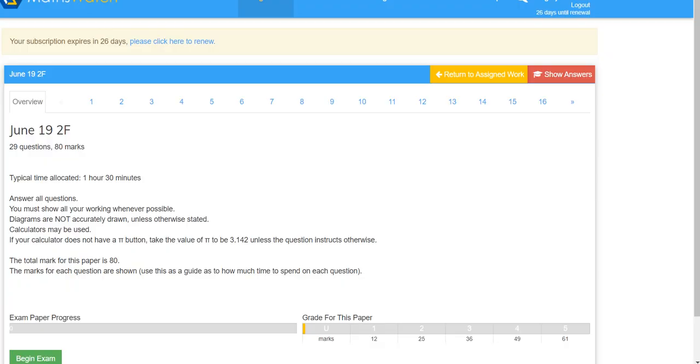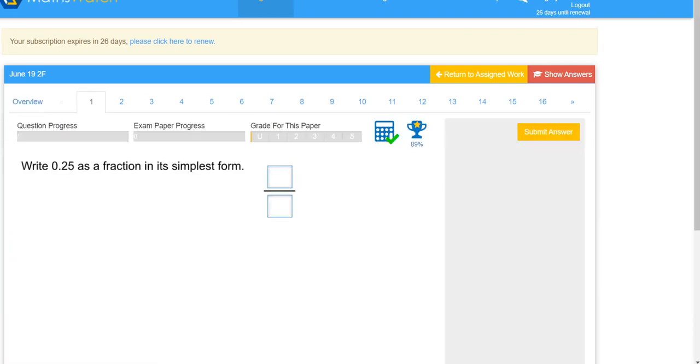So here we have the opening page, and it's a reminder to show your working out and that you can use a calculator. So we start off with 0.25 in simplest form. Well, we recognize that 25 over 100 is the same as 0.25, but we're asked to simplify that. So I notice that I can divide top and bottom by 25, and that would give me 1 over 4, or 0.25 is a quarter. So there we go. First mark, 79 to go.